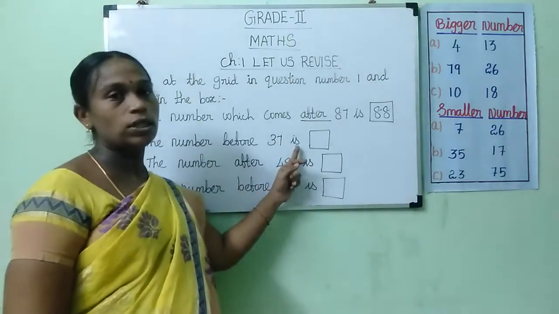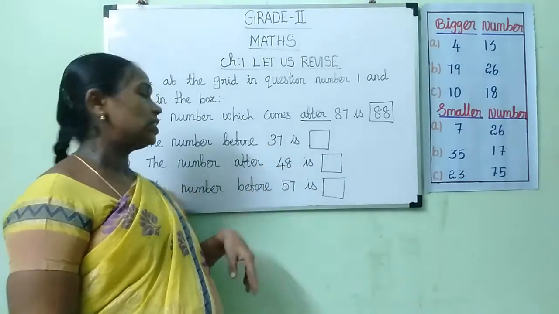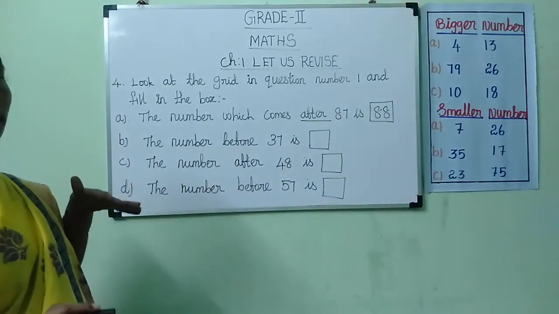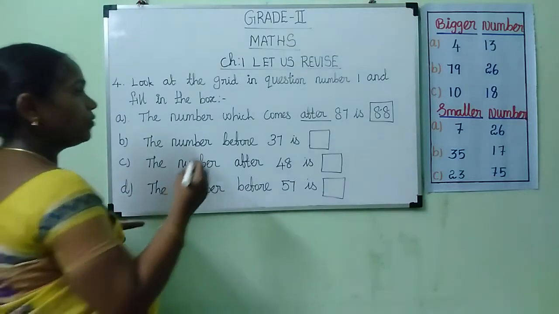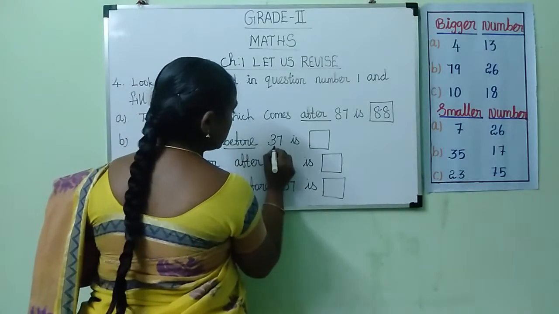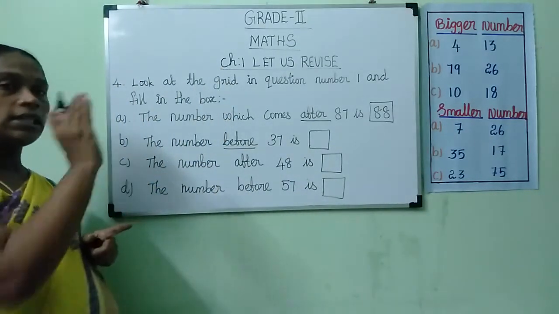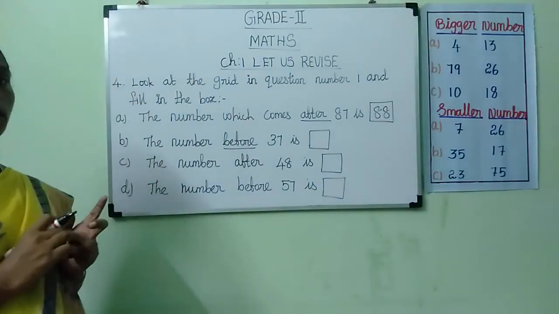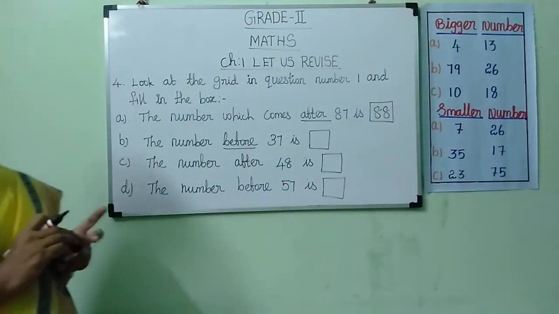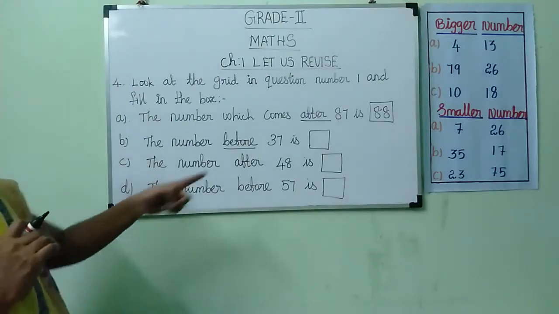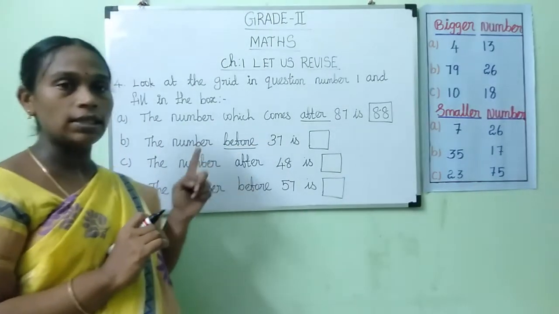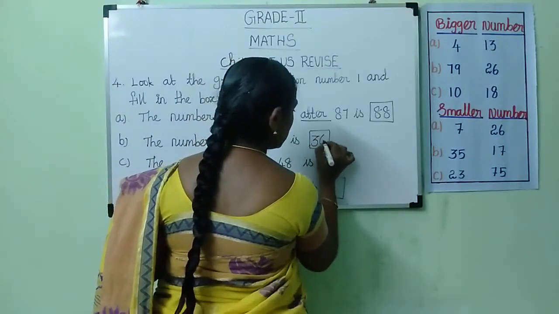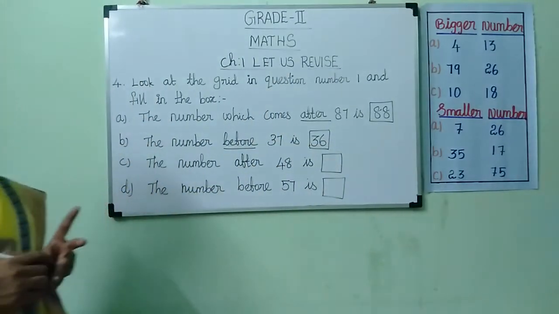The number before 37 is what? Before means front number. Here it is given, before 37. What will come? The front number of 37. 7 front, yes, 6. So 37 before means 36. You should write in the box 36. Are you clear, children? Okay.